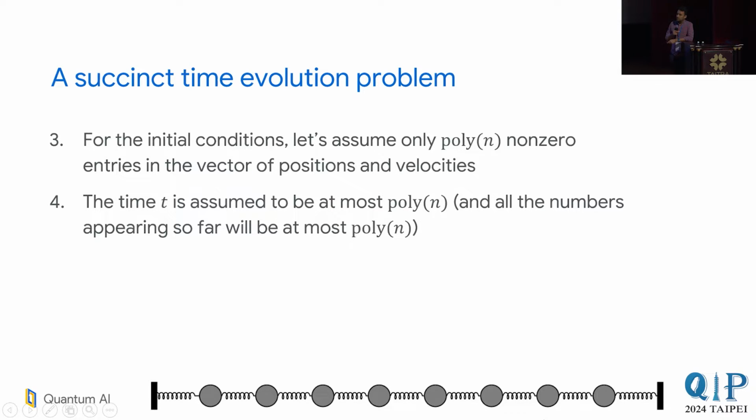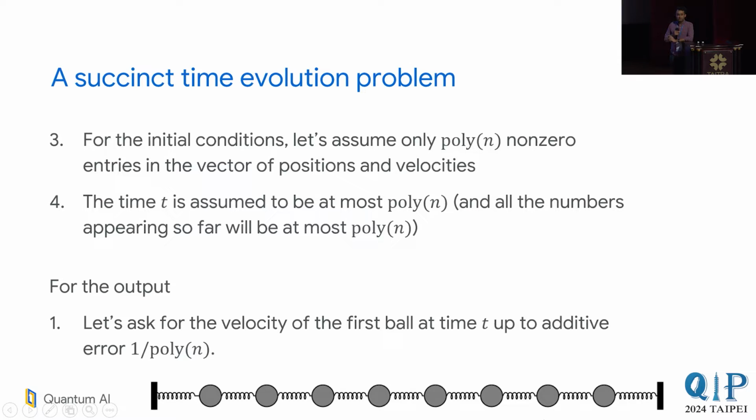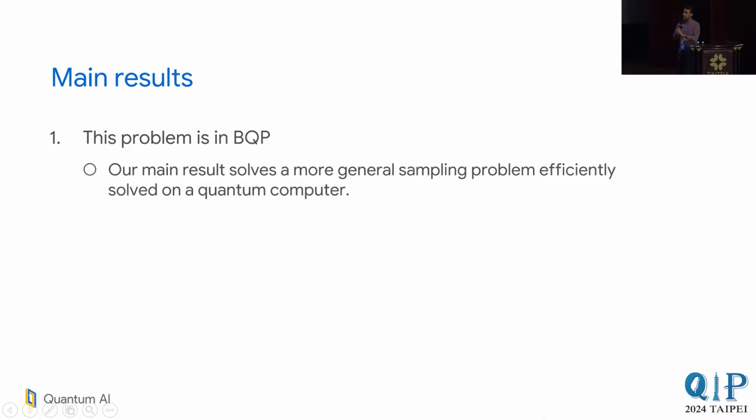So to make the problem simpler, I'm just going to ask for the velocity of the first ball to some additive error, inverse polynomial in n. So we can actually solve a much more general task, but I'm just going to pick the simplest task to explain what the problem is. And this task will already have all of the properties I claimed earlier, like it's in BQP, it's BQP complete, etc. So now again, the output is not exponential size, right? You don't have to output 2 to the n numbers, you just have to output one number, the velocity of the first ball at time t. Okay, so that's the problem.